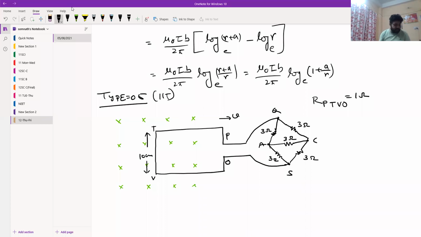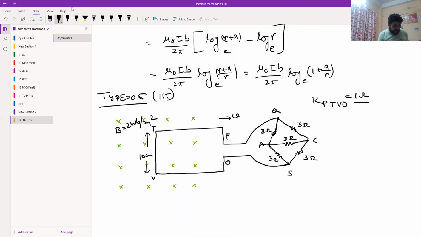I just want to read the question. A rectangular metal wire loop of side 10 centimeter and resistance 1 ohm is moved with a constant velocity V in a uniform magnetic field B of 2 Weber per meter square, as shown in the figure. The magnetic field is perpendicular to the plane of the loop, directed into the page.